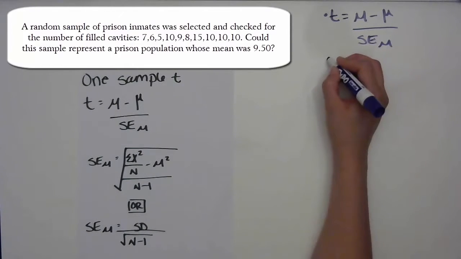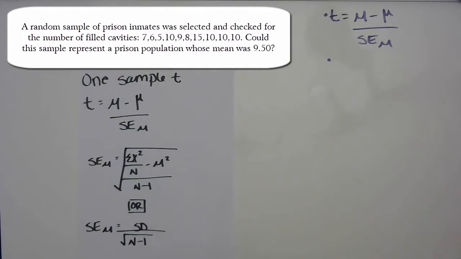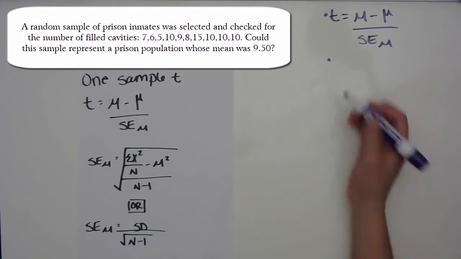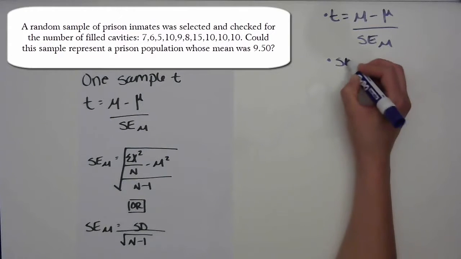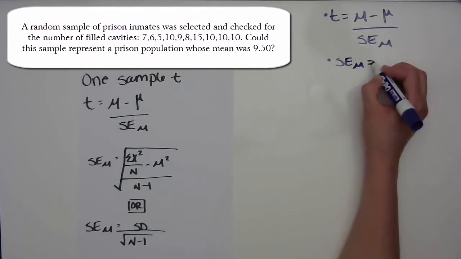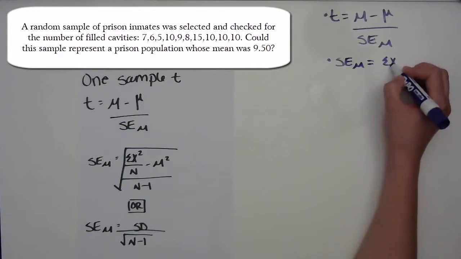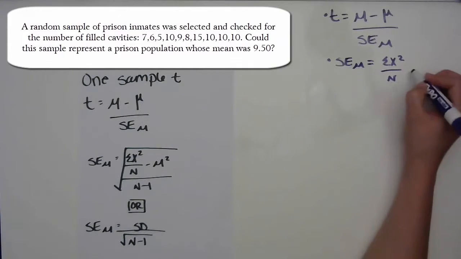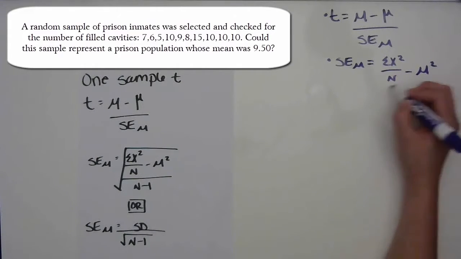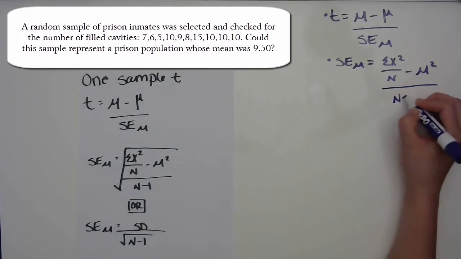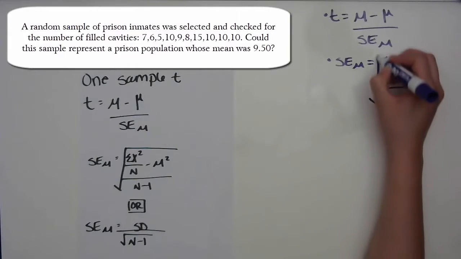Now, looking through the problem, we are not given the standard error of the mean, so we are going to have to use one of the secondary formulas to figure it out. The standard deviation is not given, so we are going to have to use this formula here. So the standard error of the mean equals the square root of the sum of x squared over n minus the mean squared, over n minus 1.